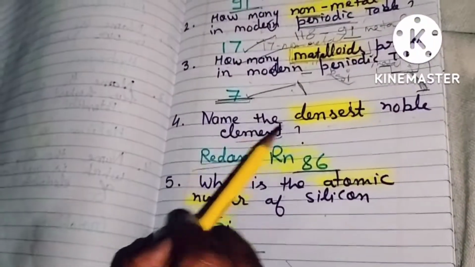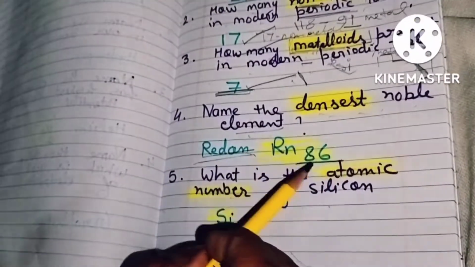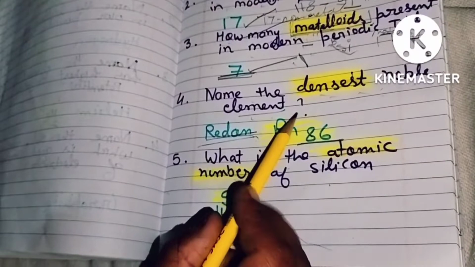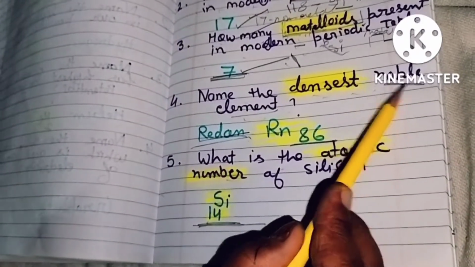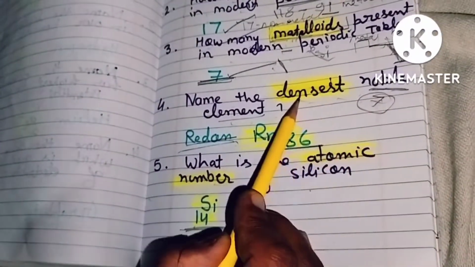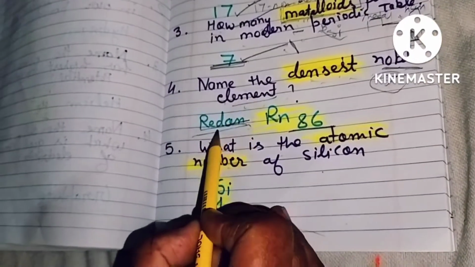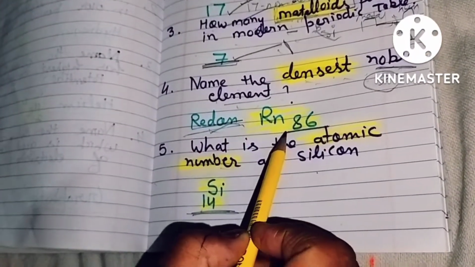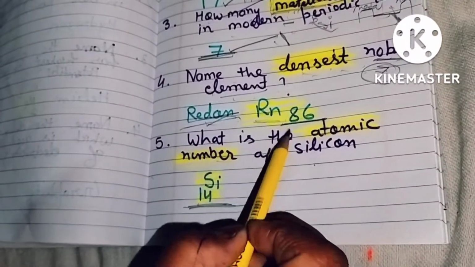Next, name the densest noble element. We study that there are 7 noble elements, in which the densest element is radon. Its atomic number is 86 and it is symbolized by Rn.